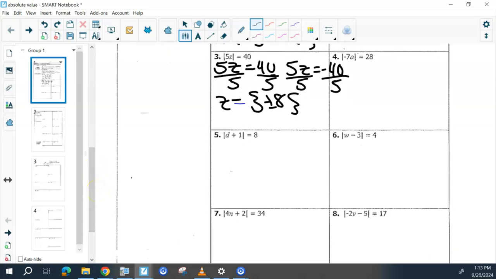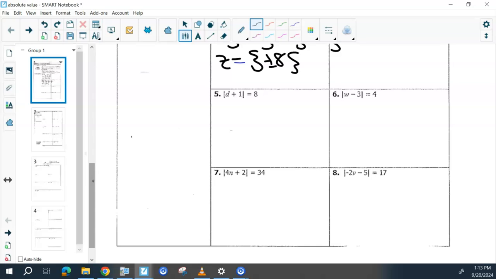Okay, let's try number 5. Again, we would isolate the absolute value. That part's already done, so we can drop the absolute value bar, set the inside equal to a positive 8 and a negative 8.